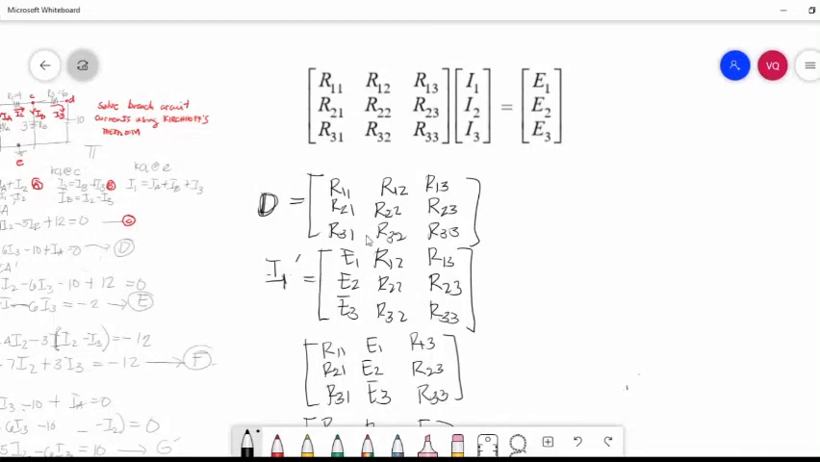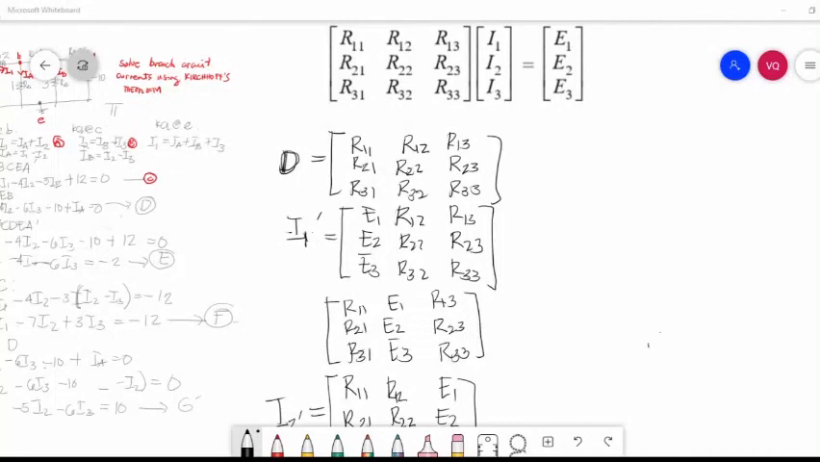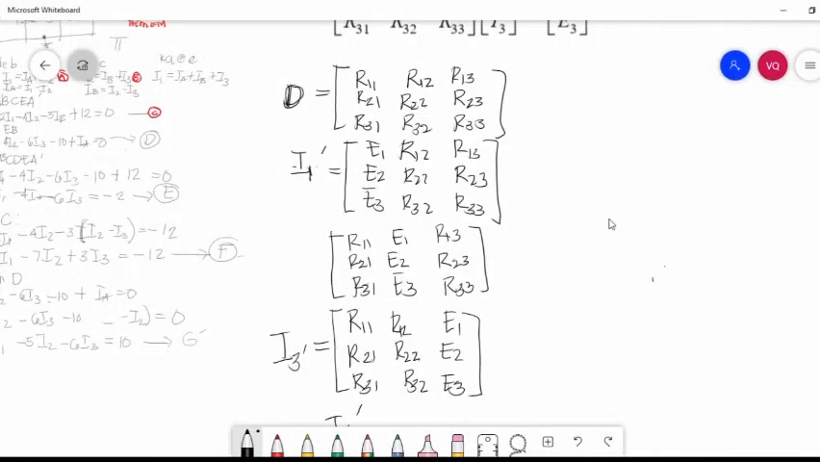So, for the determinants, we will solve the determinant matrix of R11, R12, R13 and so on. For I1 prime, we will substitute the values of the constants in the first column, and then yung second and third column, yun pa rin, hindi nagbago. Same in I1 or I2 prime.